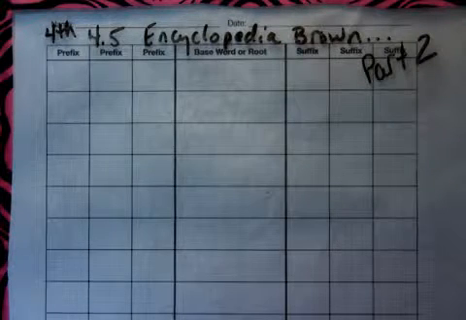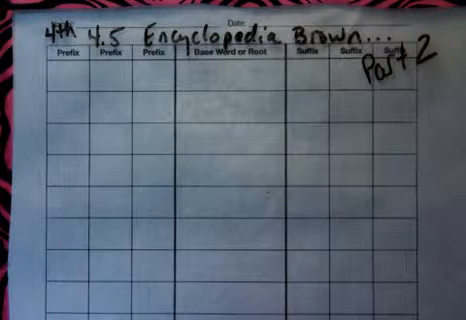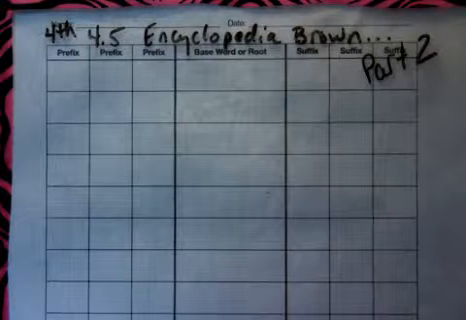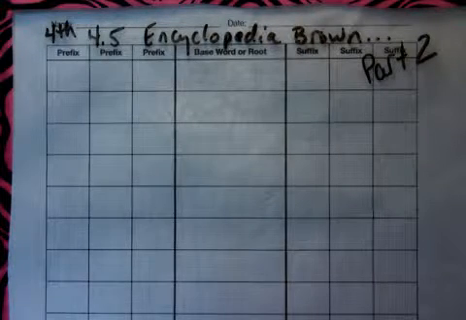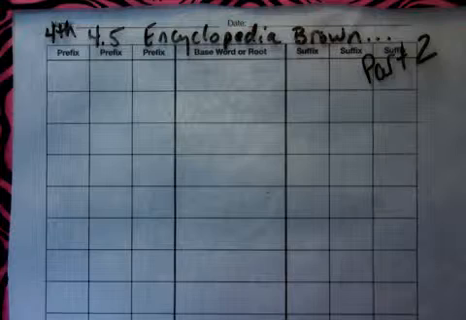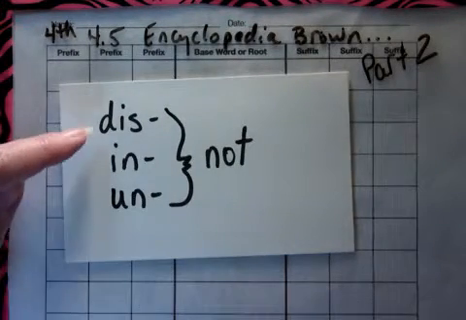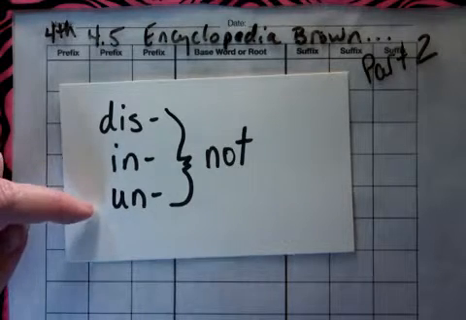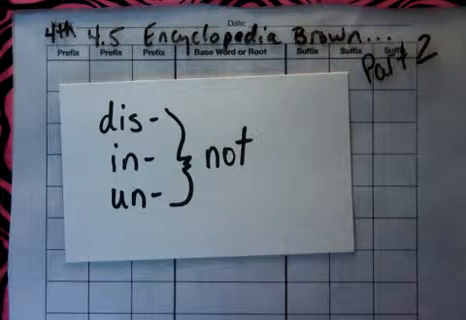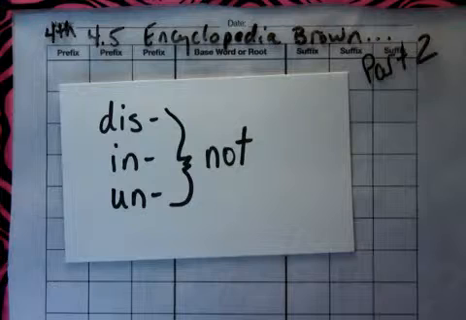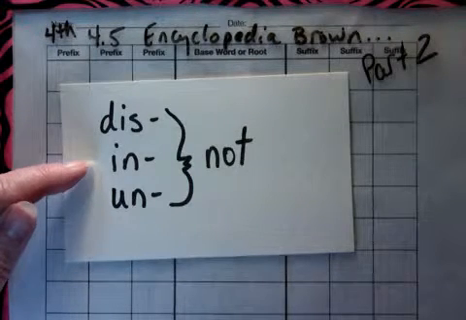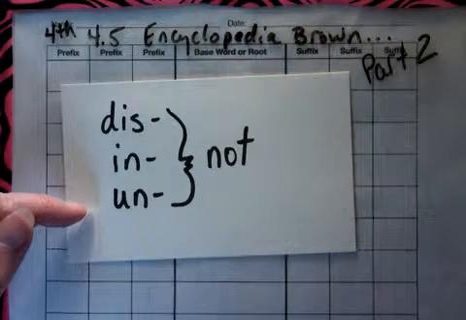Alright, here we go for part 2 of our words for this story. Really long title. I shortened it down to just Encyclopedia Brown. We've been working on dis, in, and un prefixes. They all mean not. We finished dis and in, and now we're going to do the uns.